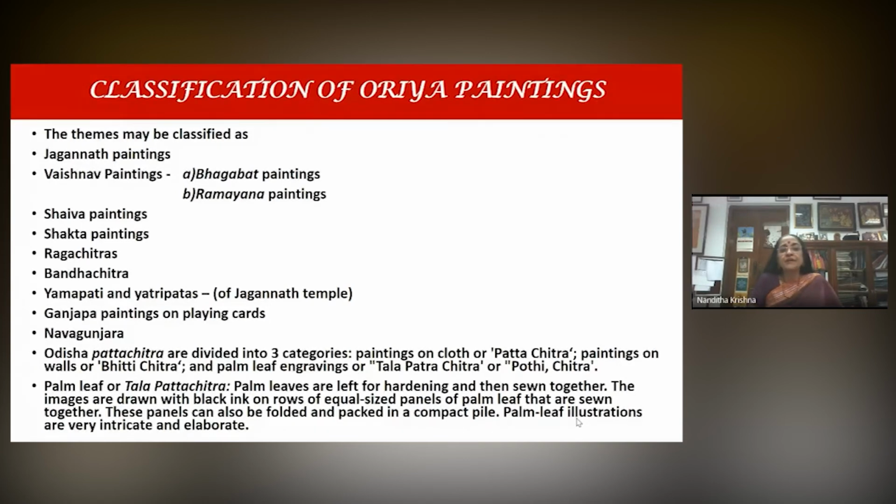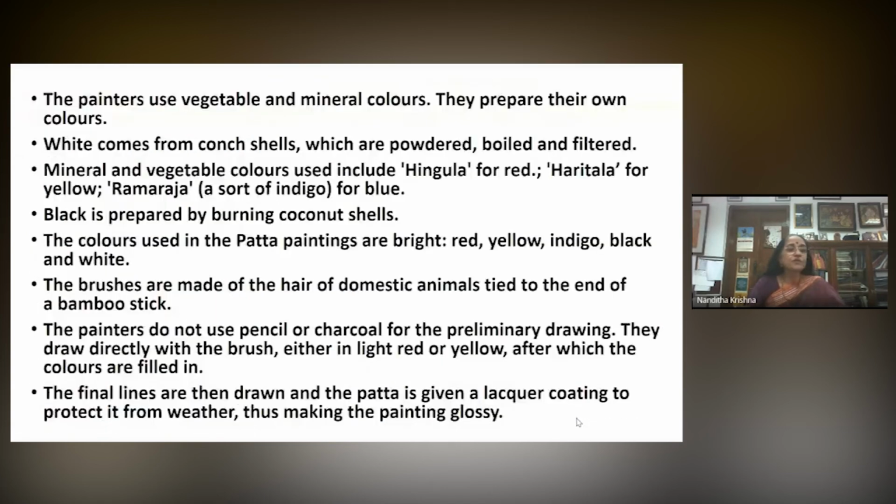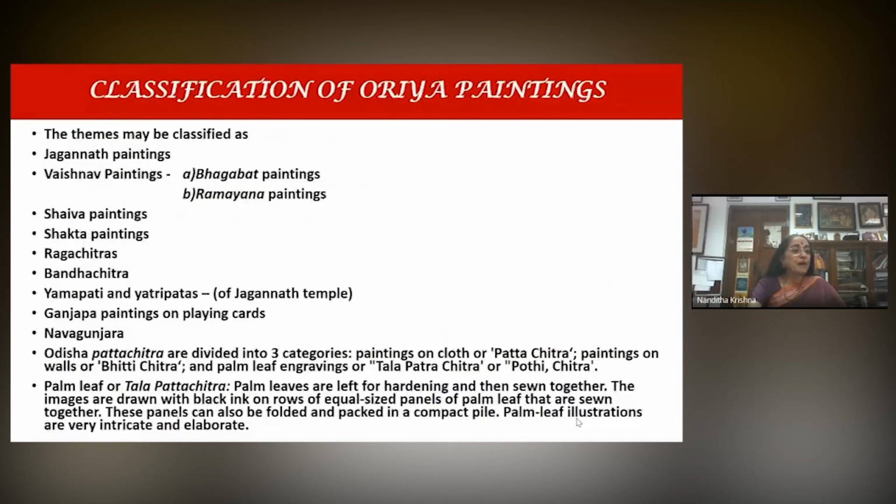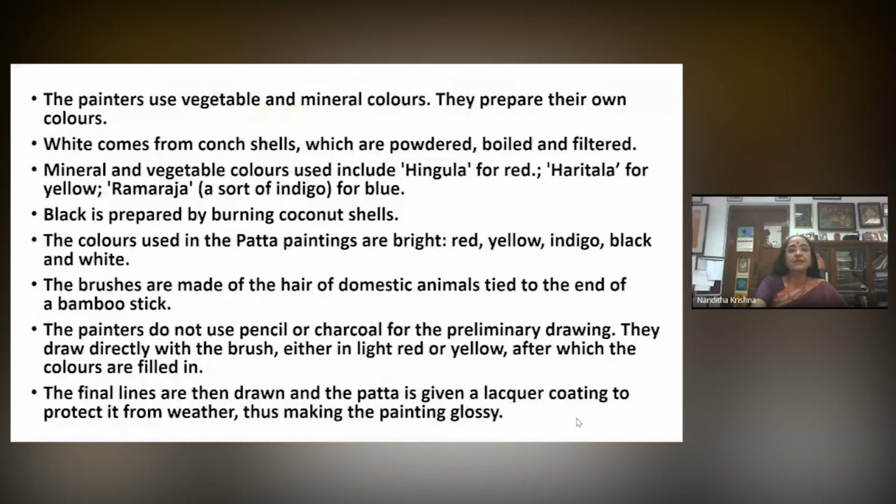Patachitra are divided into three categories: paintings on cloth or Patachitra, paintings on walls or Bhitti Chitra, and palm leaf engravings or Talapatra Chitra or Poti Chitra. In the case of Talapatra Chitra, the palm leaves are left to harden and then sewn together. The images are drawn with black ink on rows of equal-sized panels of palm leaf that are sewn together. These panels can be folded and packed in a compact pile. These illustrations are very intricate and elaborate.